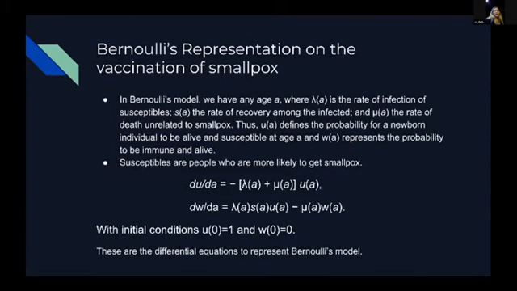So in this way, u of A defines the probability for a newborn individual to be alive and susceptible at age A, and w of A represents the probability to be immune and alive. Just to let you know, the susceptibles are people who are more likely to get smallpox, because you are in bad health or you're older, things like that. The derivative of u is the first equation, and the derivative of w is the second equation. We set the initial conditions u of 0 equals 1 and w of 0 equals 0. Those are the differential equations to represent Bernoulli's model.